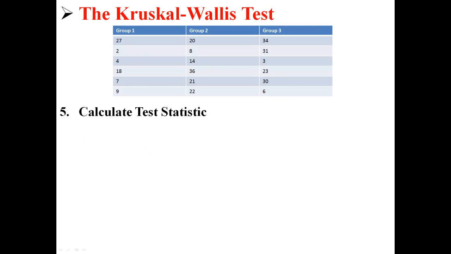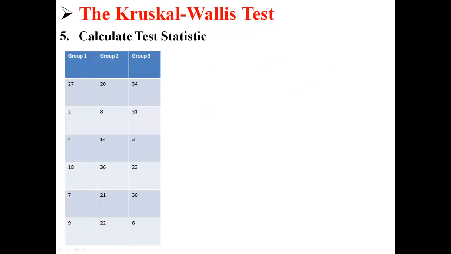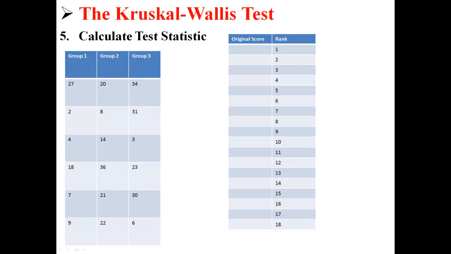Now let's actually calculate our test statistic. Here we have our information. I just moved it over to the left so we can work with it. And what we want to do for a Kruskal-Wallis test is organize our scores by rank. So basically we want to organize them from smallest to largest. Here we have 3 groups with 6 scores in each group, so we have 18 scores. We're going to rank those 18 scores so we can calculate the chi-square statistic for our Kruskal-Wallis test.